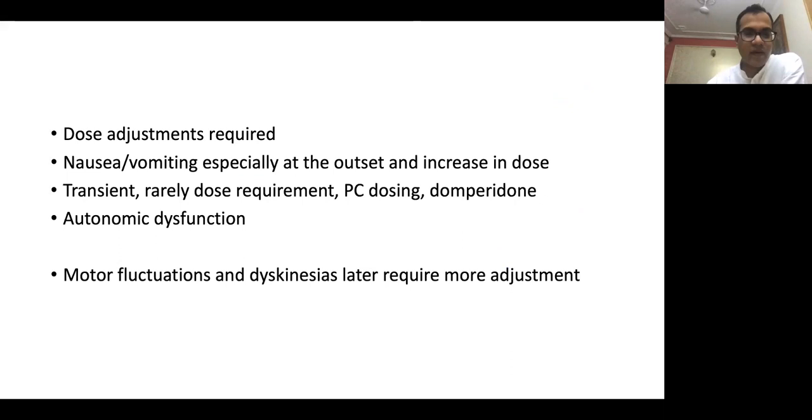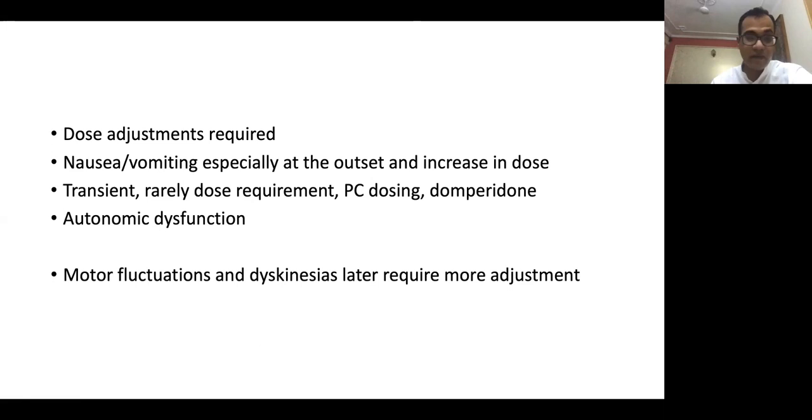One common thing that you see early on is nausea and vomiting, especially when you increase the dose suddenly. This usually is transient and rarely requires dose adjustment. We always say that you should take Sinemet before food, before meals. If a patient has very severe nausea and vomiting, you can tell them to take it after food for some time. You can add on domperidone also for a short time. There may be autonomic dysfunction which may get worsened with levodopa initially, but that's also transient, and it improves with domperidone. Later on, all the motor fluctuations and dyskinesias come in, and they require much more stringent adjustment. Sometimes you have to admit patients just to adjust the drugs.